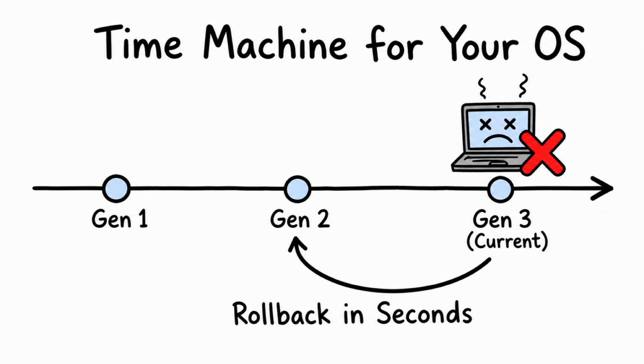Here's what makes that truly magical. Rollbacks. Because every package installation is isolated and tracked, if something breaks after an update, you just go back. Literally, you roll back to a previous generation of your system in seconds. It's like having a time machine for your entire operating system. How cool is that? Most systems don't offer anything like this out of the box.